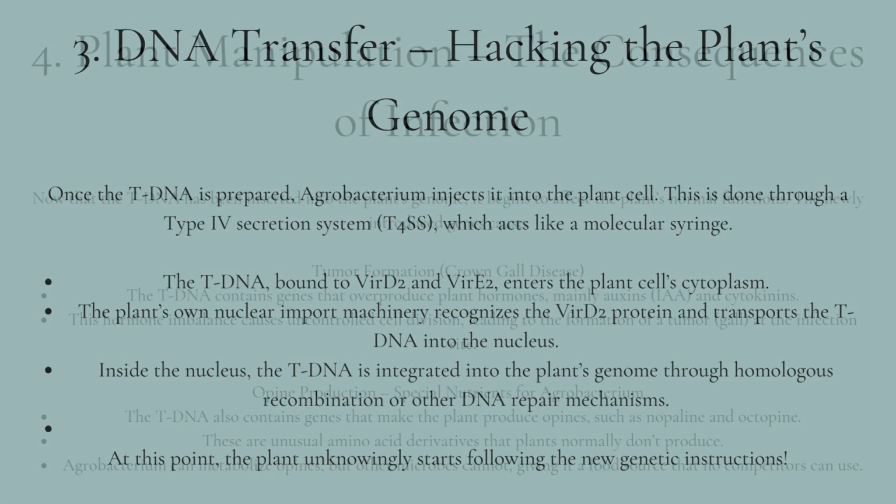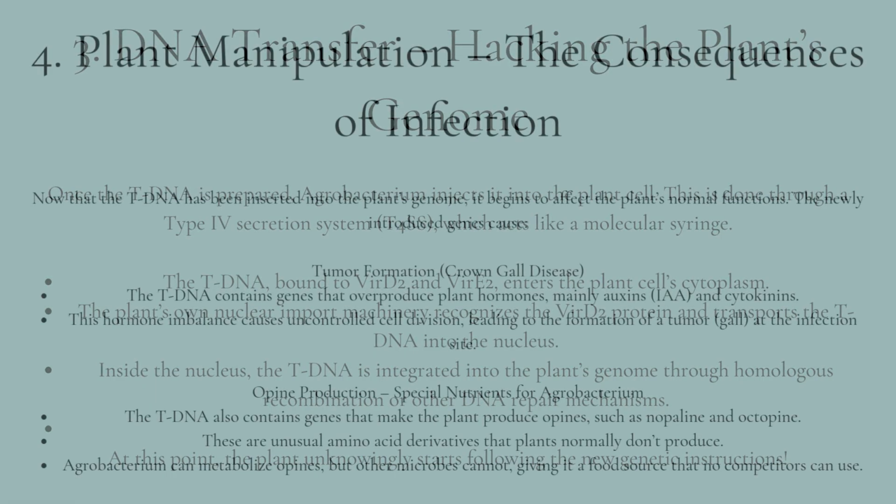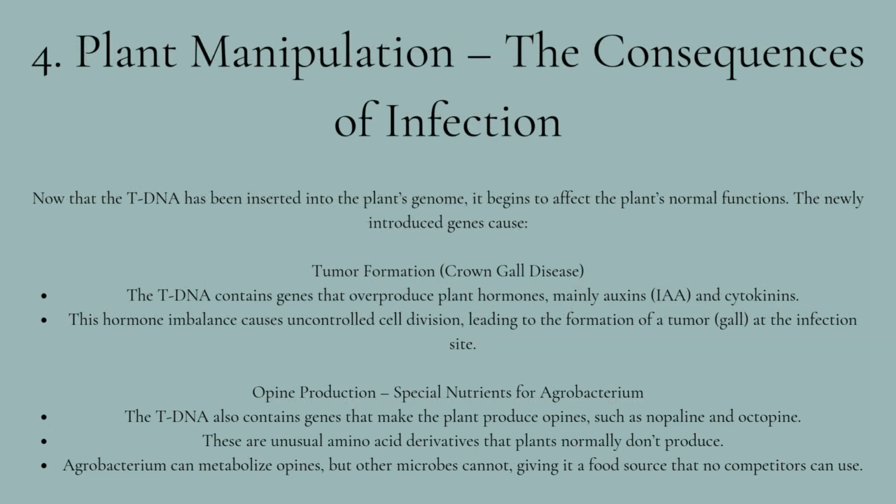And the last step would be plant manipulation. The inserted tDNA disrupts plant functions, leading to, first off, tumor formation. Overproduction of auxins and cytokinins causes uncontrolled cell division, forming crown gall tumors. Second would be opine production. The plant produces opines, unique nutrients that only Agrobacterium can metabolize, giving it a competitive advantage.